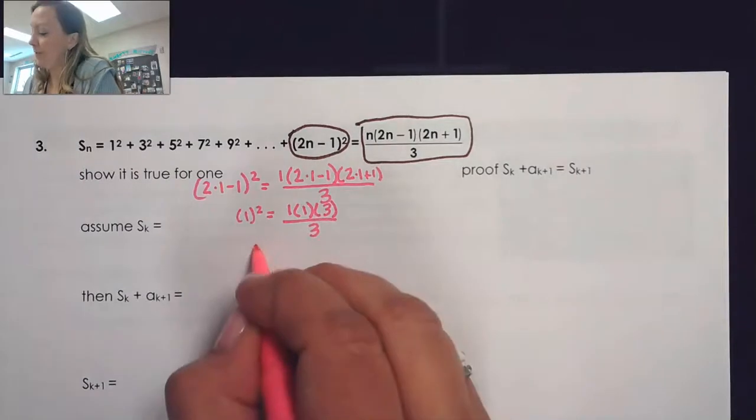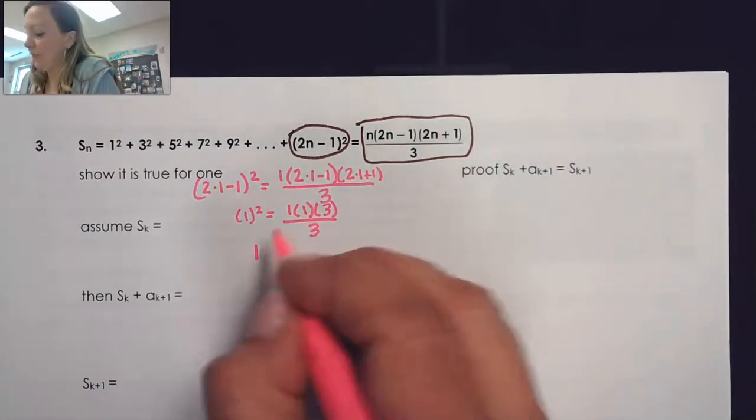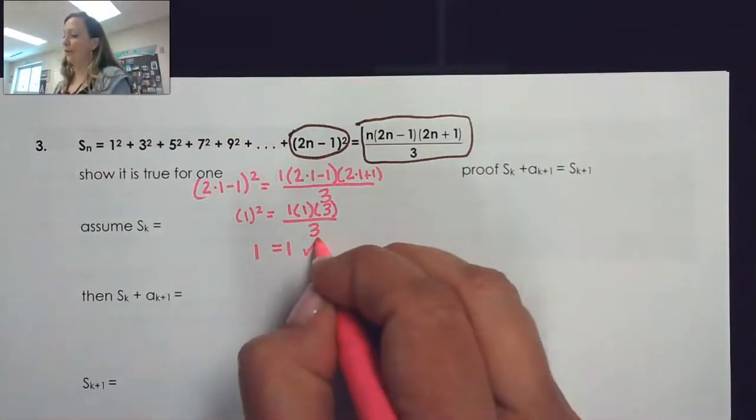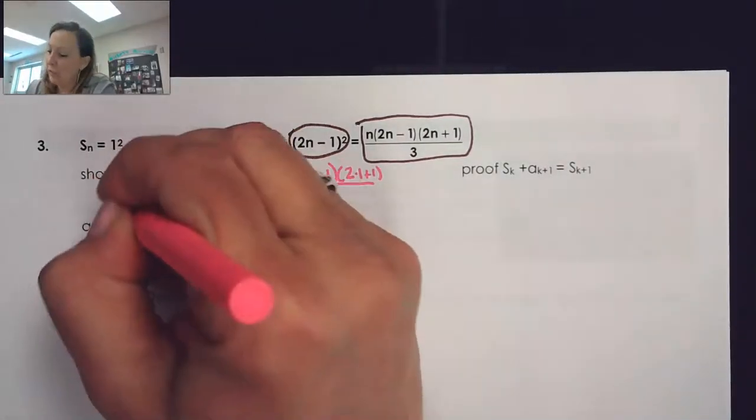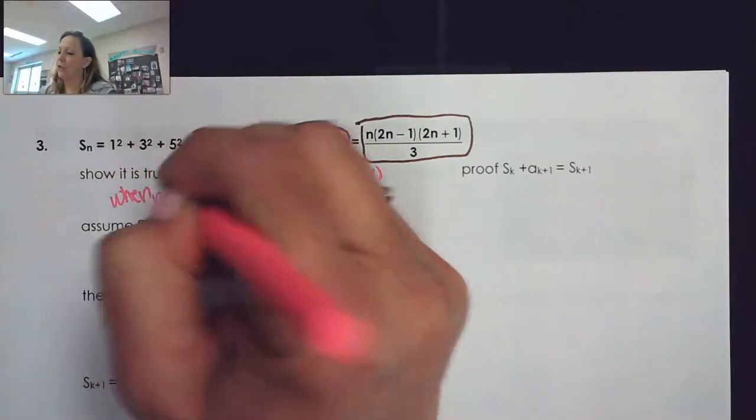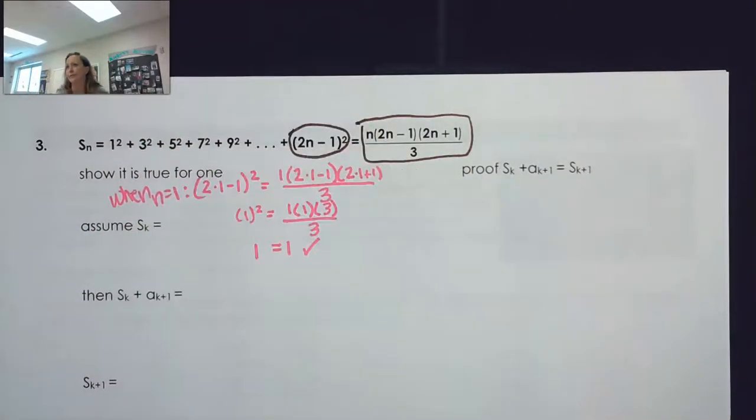1 squared is 1. The 3's cancel. 1 times 1 is 1. We're in business. We can get on the first rung of the ladder. So when n equals 1, we're showing that this is indeed true.